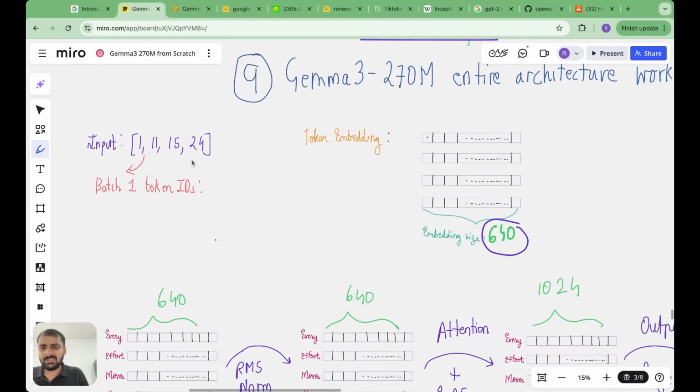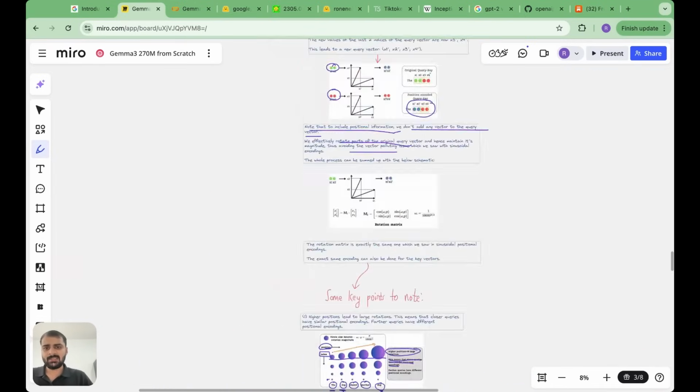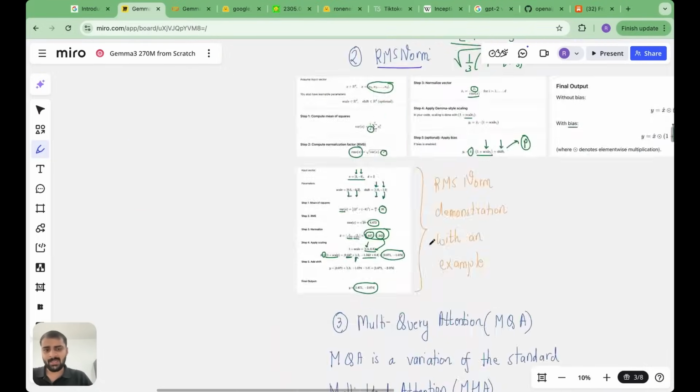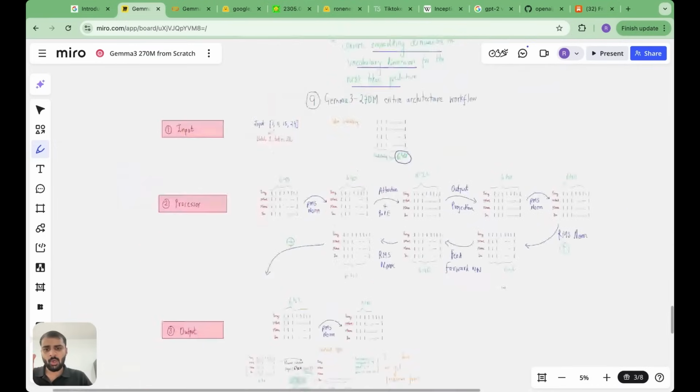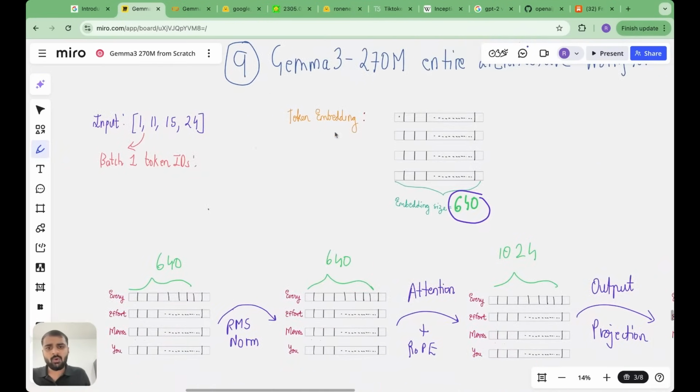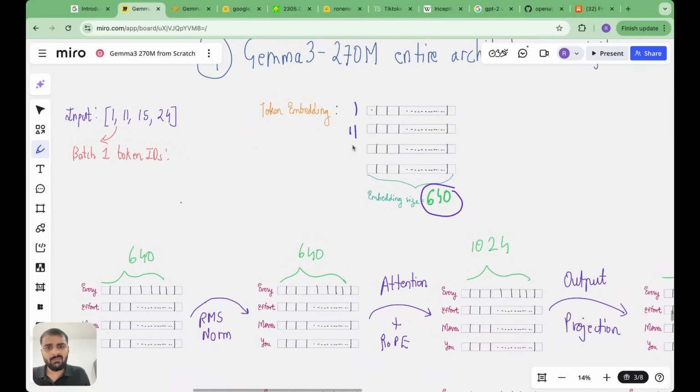So if you have four tokens like these, the first step, which you have already seen in the input block, is to convert these token IDs into embeddings, right? So all of these token IDs are converted into 640 dimensional vectors. So we have four input IDs, 1, 11, 15, and 24. All of these are converted into 640 dimensional vectors as you have seen over here. Okay. I've mentioned embedding size here deliberately so that you can keep track of the dimensions. So this matrix is now of size 4 multiplied by 640. So it has 4 rows and 640 columns, right?